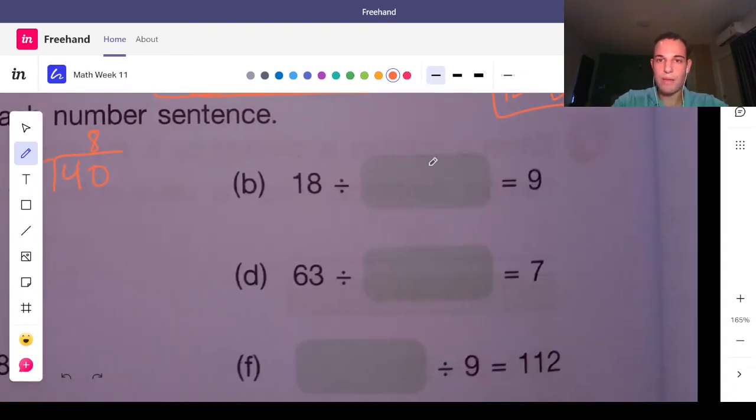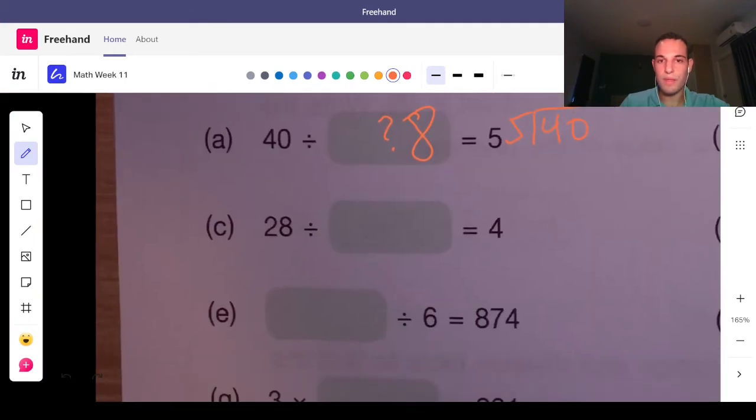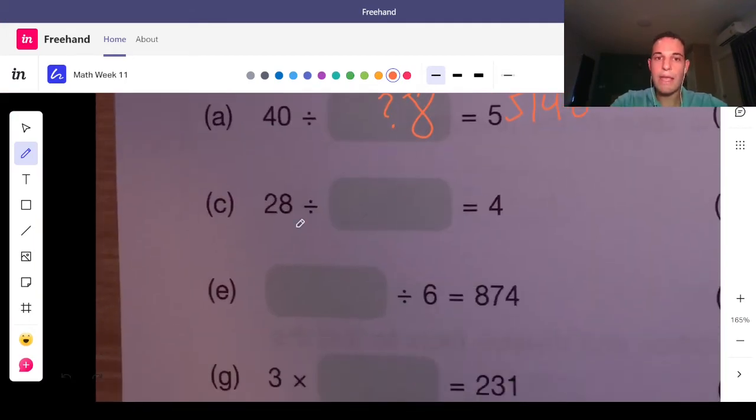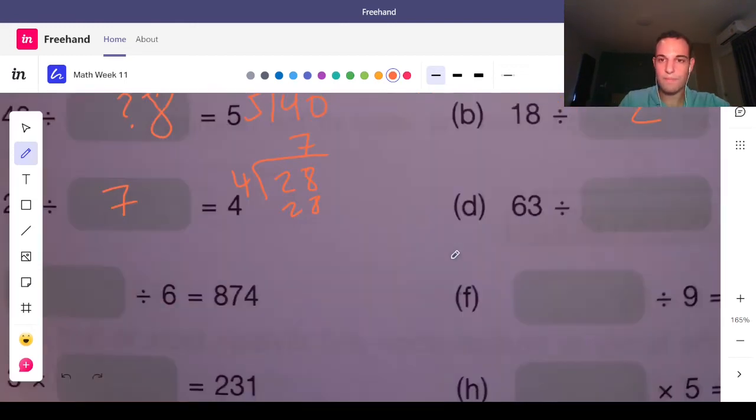All right, let's do B. 18 divided by what equals 9? Well, let's do 18 divided by 9. And the answer is 2. Next we got 28 divided by what equals 4? So let's do 28 divided by 4. 4 goes into 28 7 times. So the answer is 7.